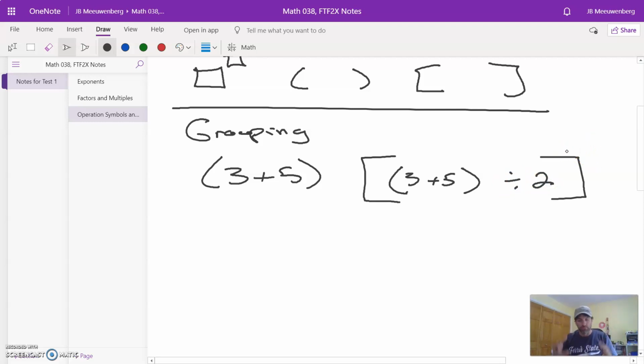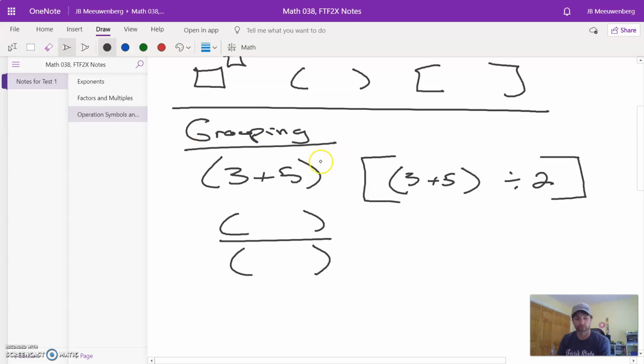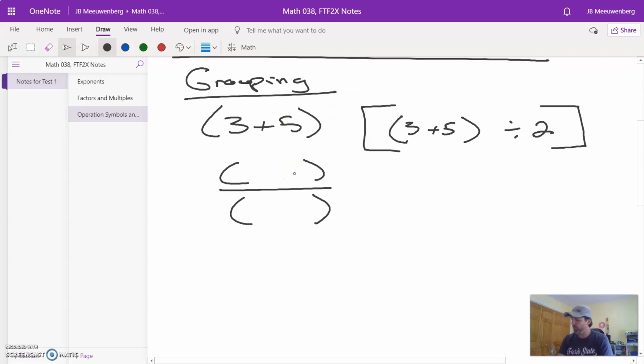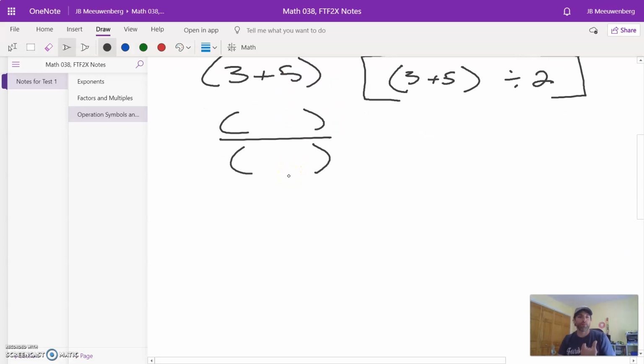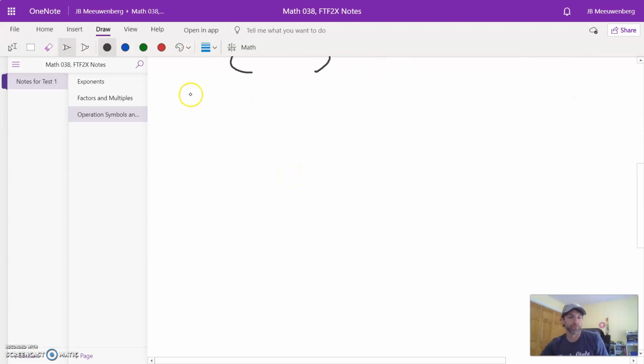So parentheses and brackets are different types of grouping symbols. Those fraction bars also are grouping symbols. We'll get into that in a minute. They group all the stuff on top together and all the stuff on the bottom together without showing the parentheses. So those are symbols that can group things together. There are more, but that's all we're going to focus on right now. And so you've talked about the order of operations before. Order of operations.